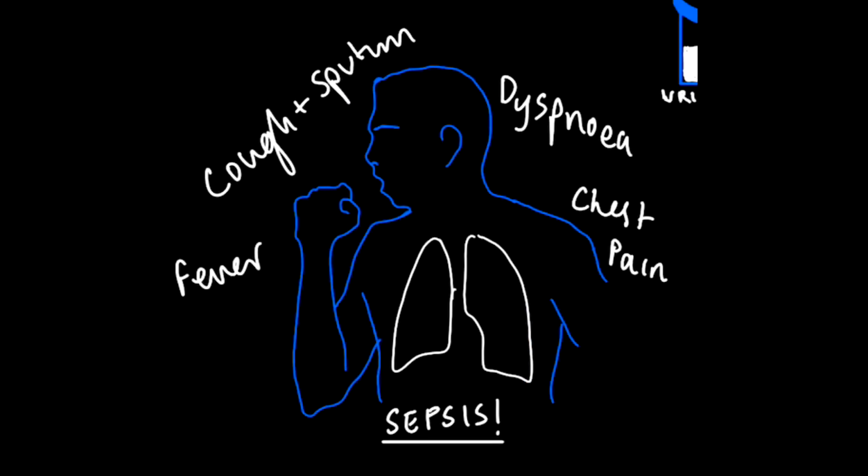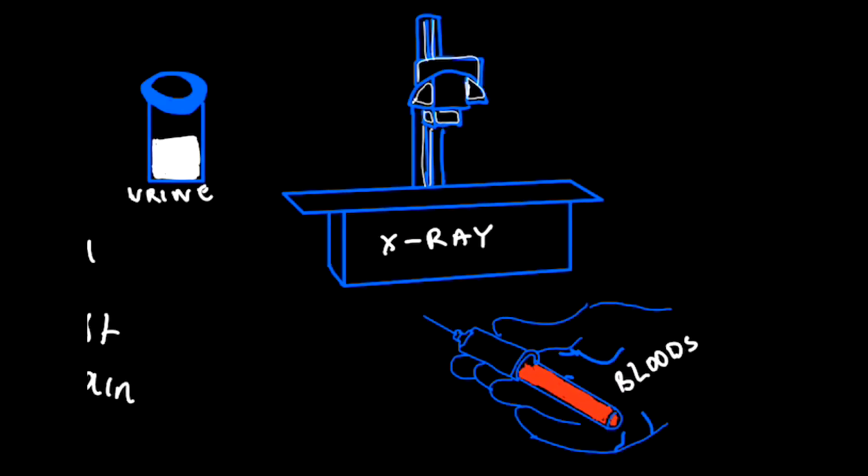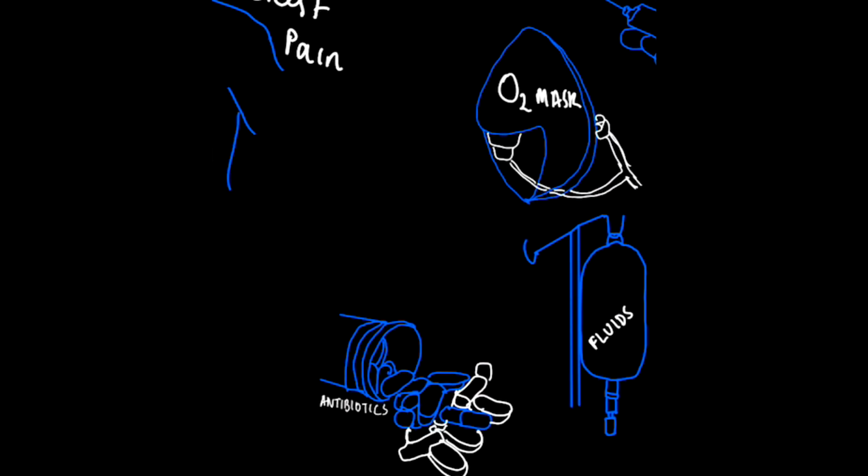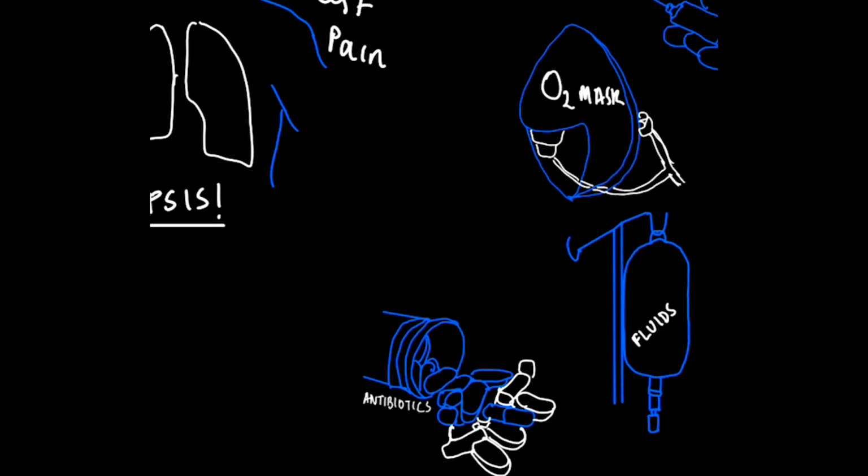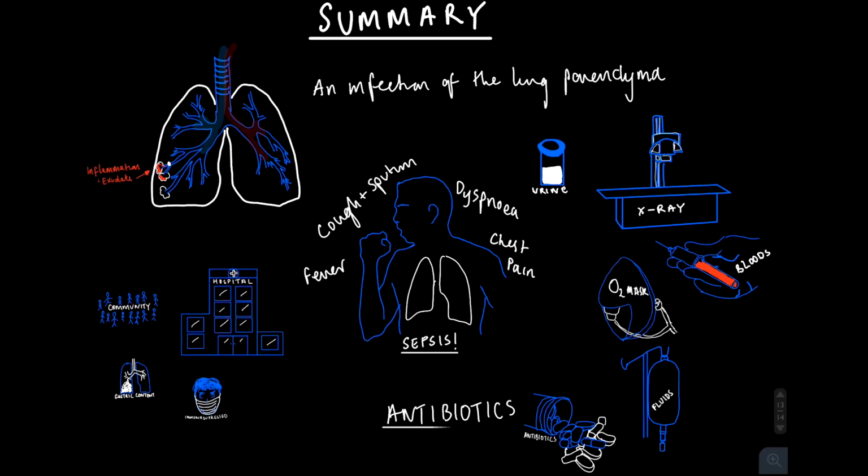Make sure you do not forget to rule out sepsis. In terms of investigations, we mentioned we can do a urine sample, some blood tests, and X-ray. Management is going to be with antibiotics, but if they are septic and quite poorly, you will consider oxygen and fluids.